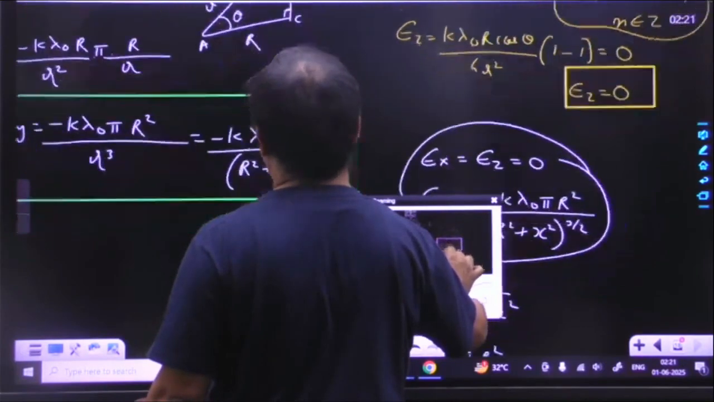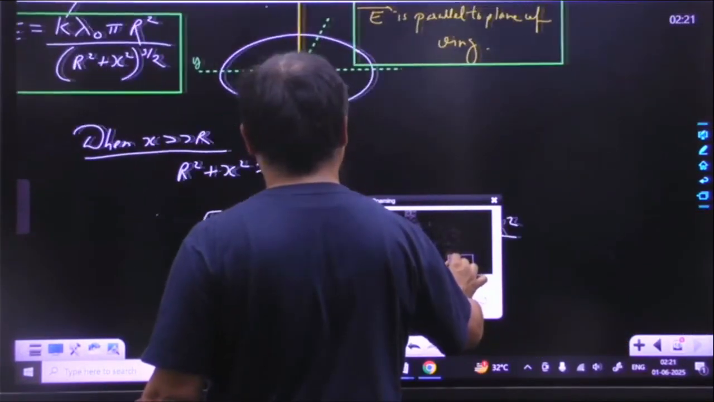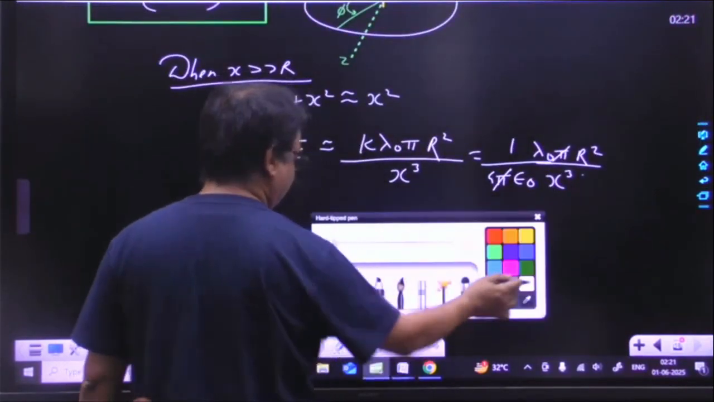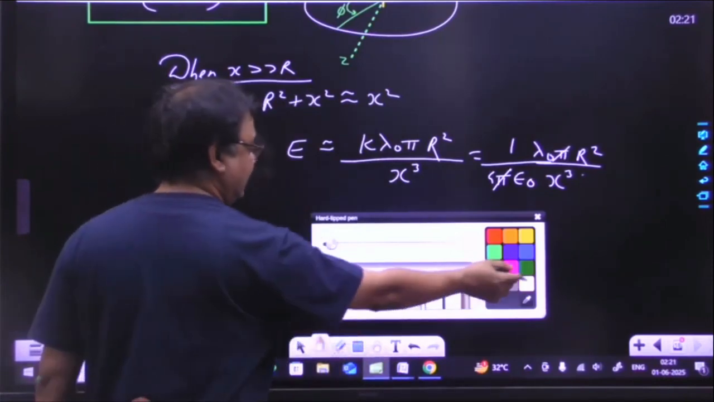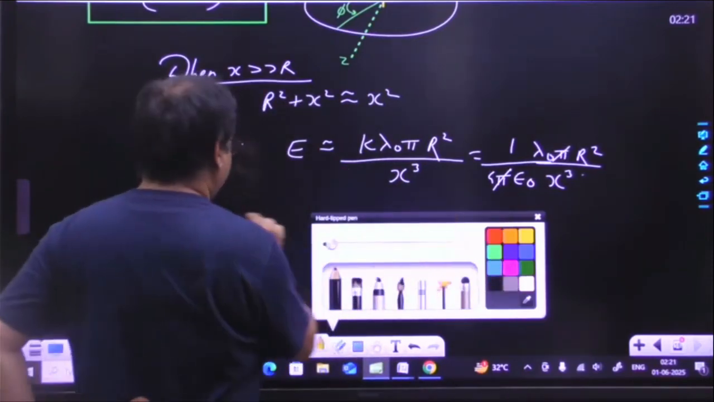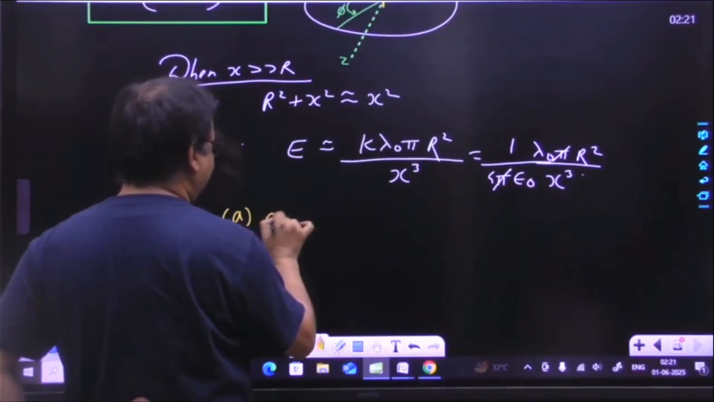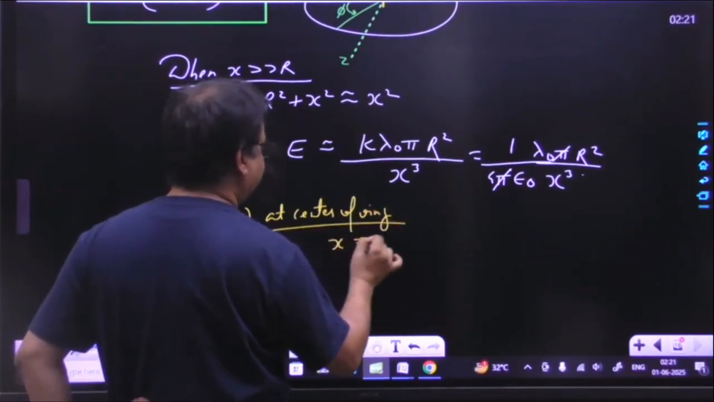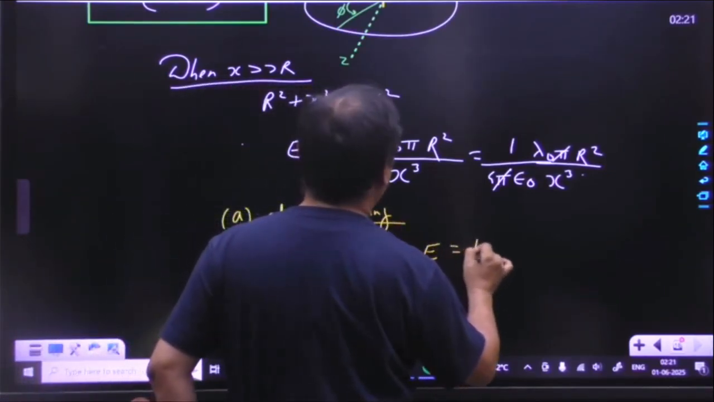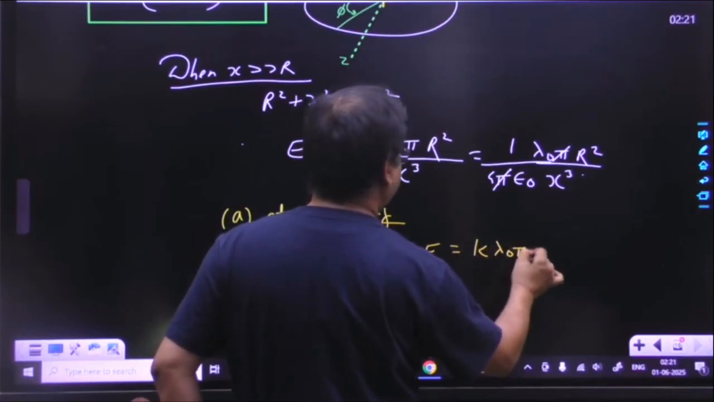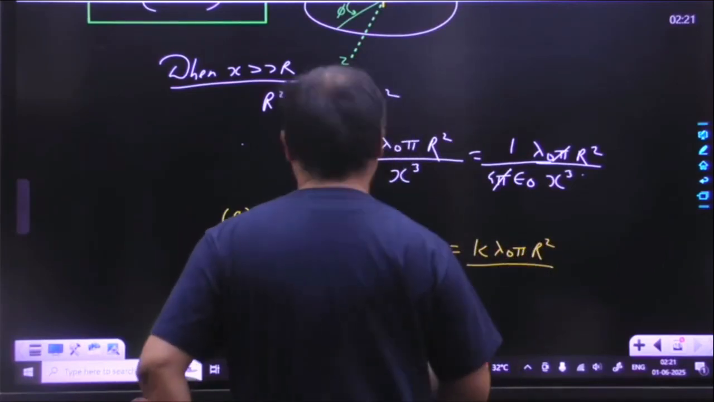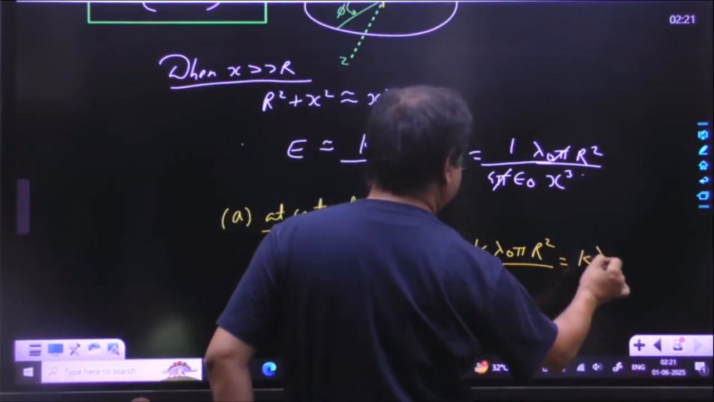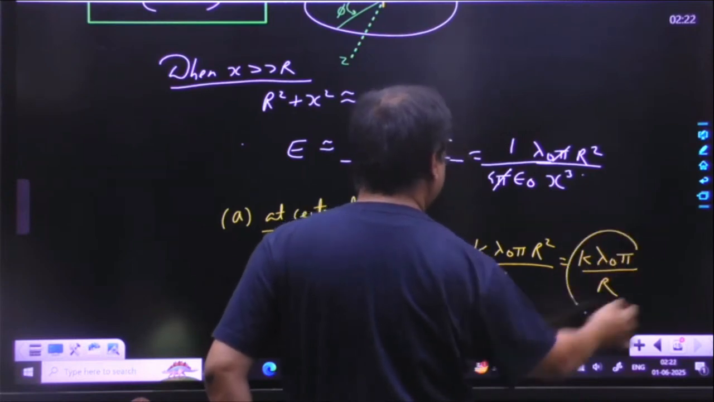Got the point? Okay. Now you can cross check it. As I told you, part A can be obtained as a special case of part B. In fact, systematically we must do part B first, and then instead of doing part A independently, we can obtain part A as a special case of part B at the center of the ring. At the center of the ring, the value of x will be 0. So the electric field will be k lambda naught pi r square, put x equal to 0, so I'll get r square to the power 3 by 2, which is r cube. So I'll get k lambda naught pi by r. See, you're getting the same answer.